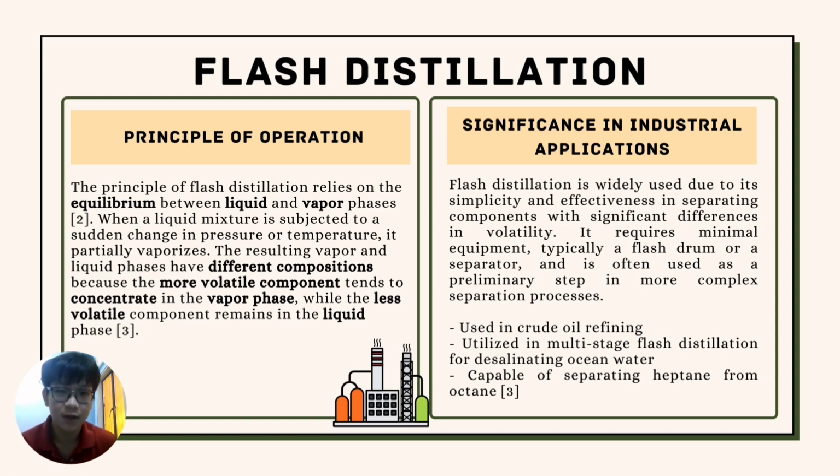There are also some significance in industrial applications. Flash distillation is widely used due to its simplicity and effectiveness in separating components with significant difference in volatility. It requires minimal equipment, typically a flash drum or a separator, and it is often used as a preliminary step in more complex separation process. For example, it can be used in crude oil refining, desalinating ocean water, and is capable of separating ethane from octane.